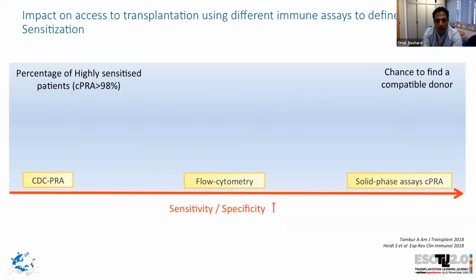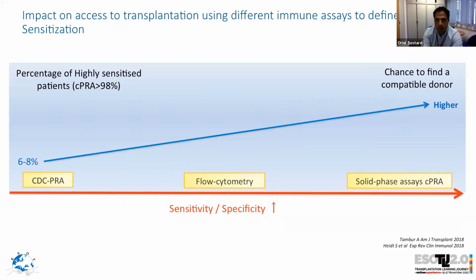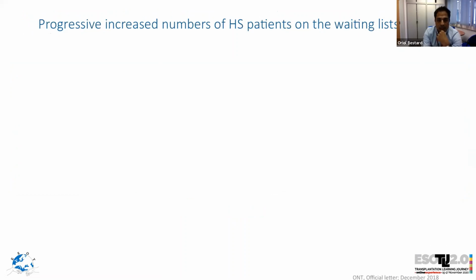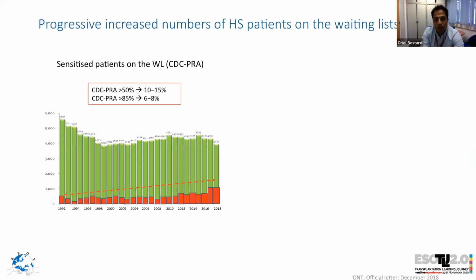With the CDC PRA, for example, we can have this sort of percentage on our waiting list at around 6 to 10% of patients, and they might have a higher chance of receiving a donor offer because of the number of patients waiting on the list. However, if we use single antigen beads assays, we know that the number of highly sensitized patients will significantly increase, and therefore the chance of having a compatible donor will probably be lower because of the higher number of patients on the waiting list. And actually, this is very illustrative, and I think it is a general example in Europe and worldwide, in the US as well.